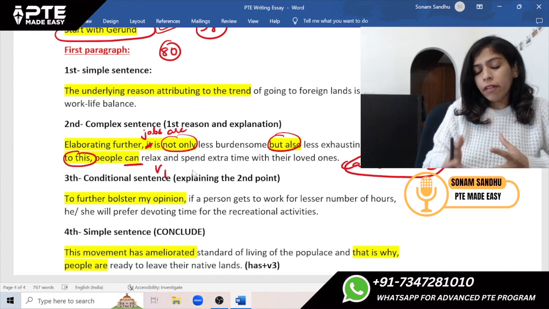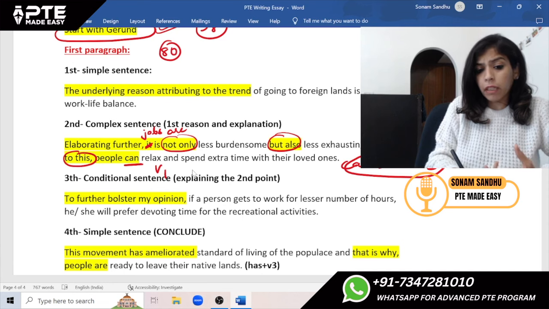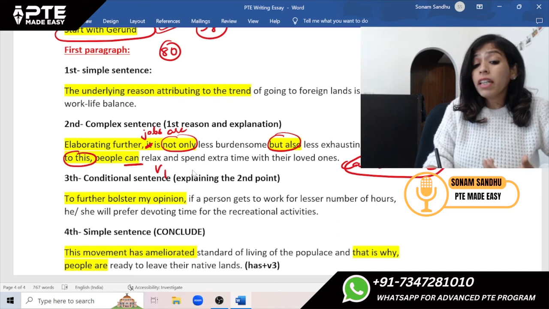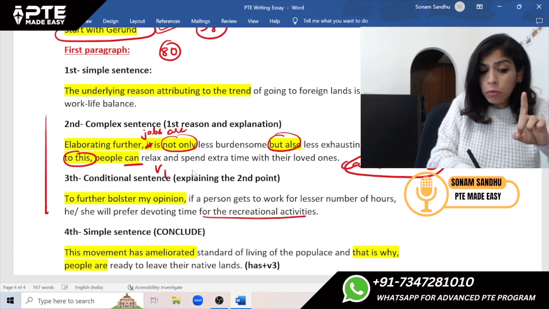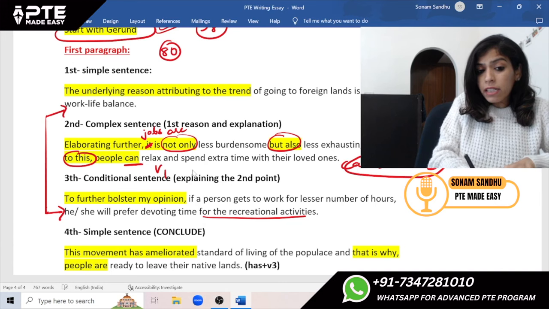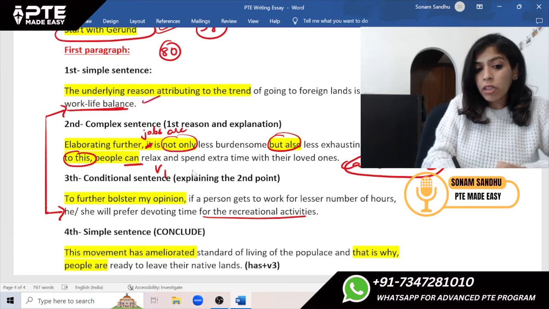Now it's better you elaborate the idea further, or you exemplify it to further bolster my opinion. Bolster means you have to further support my opinion, to further buttress my opinion. If a person gets to work for a lesser number of hours, he or she will prefer devoting time for recreational activities. Why is there better work-life balance? Because of this. The idea should be related to the example. Because of lesser working hours, they can devote extra time for recreational activities. And because of such recreational activities, they have better work-life balance.